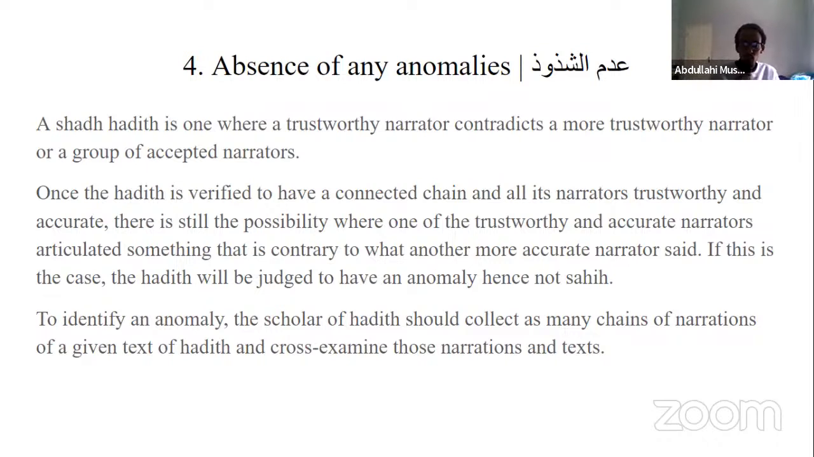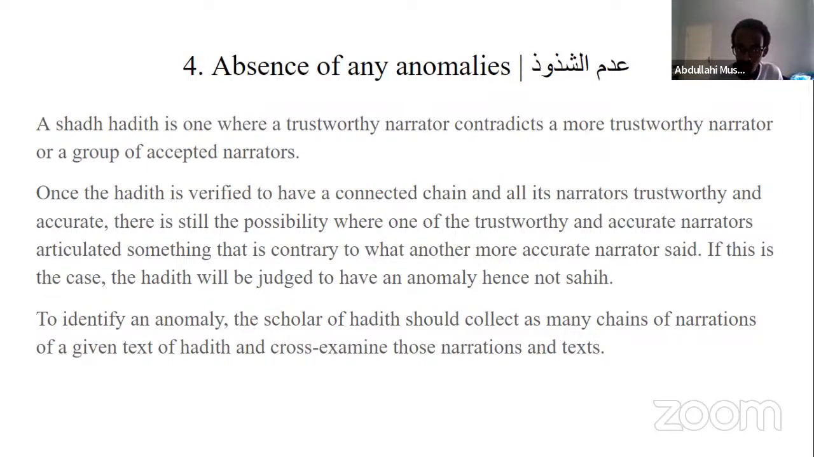And once we notice, for example, that many of the other chains say one thing in the hadith, while our primary chain says something slightly different, but contradictory to what the other chains say in the matn, then we will say that despite our primary chain being connected, despite all the narrators being accurate and trustworthy, maybe one of the narrators made a slight mistake.